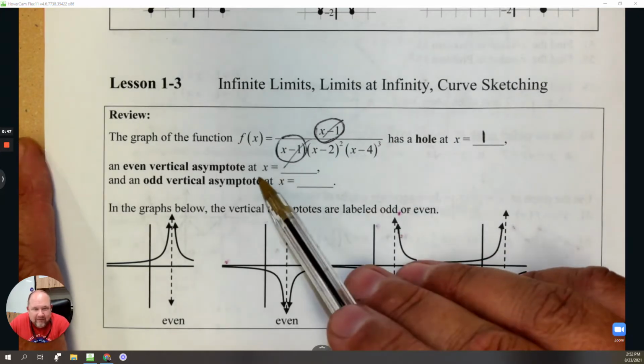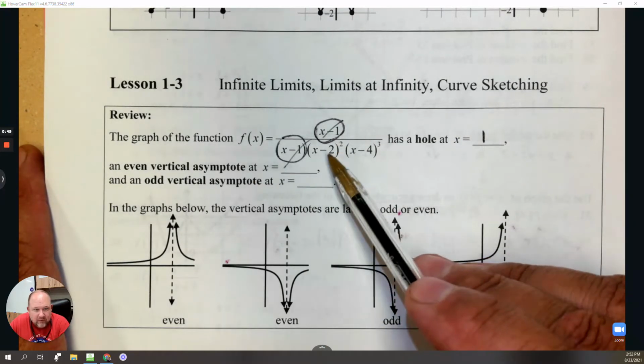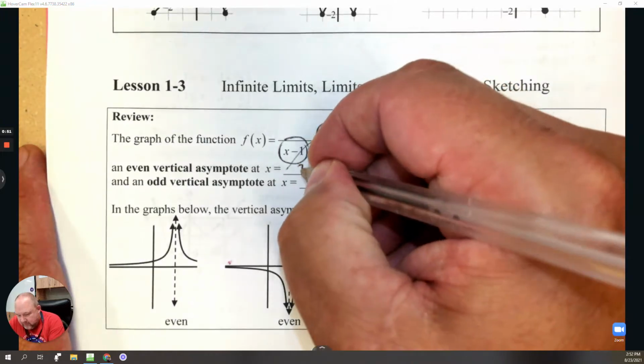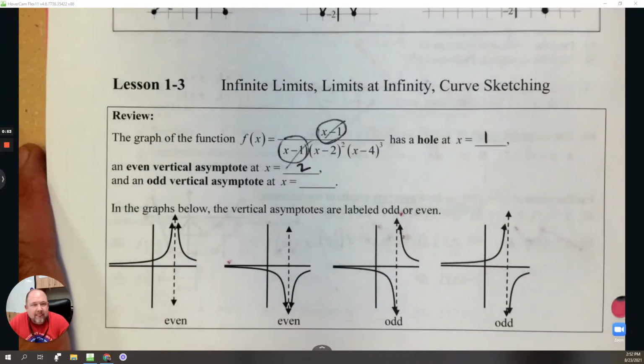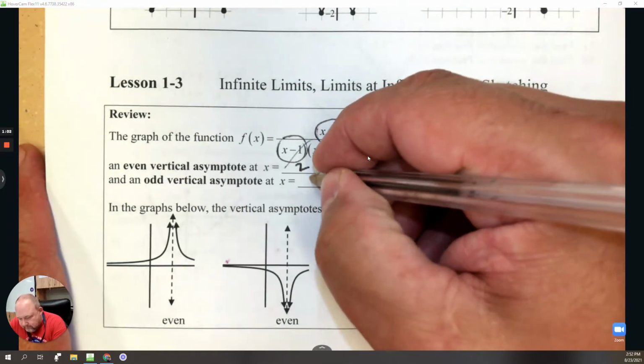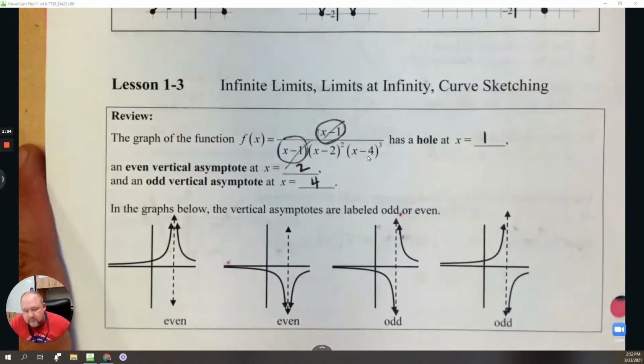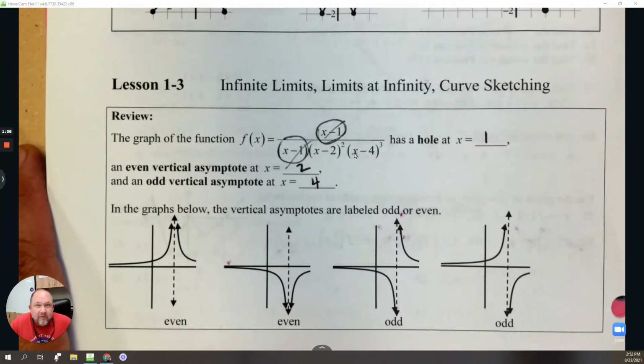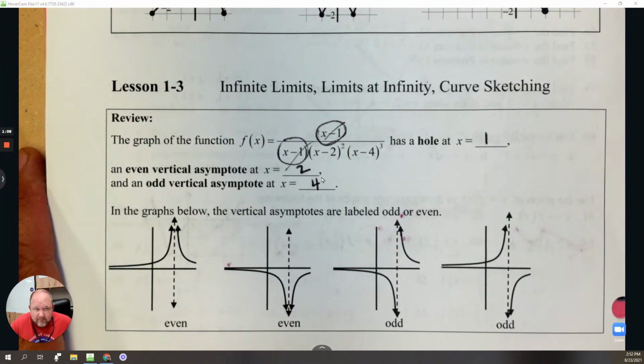Where is there an even asymptote? Where is there an even exponent? What's the 0 here? So it's positive 2. And where is there an odd vertical asymptote? It's when there's an odd exponent, so it's positive 4. Sometimes you've got to be careful of the signs when they come out.